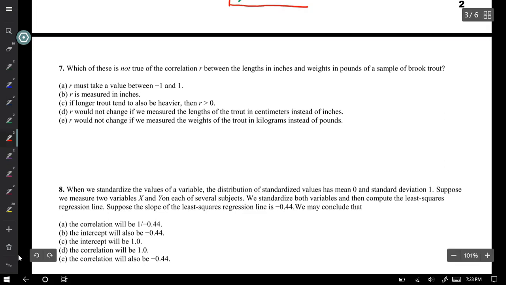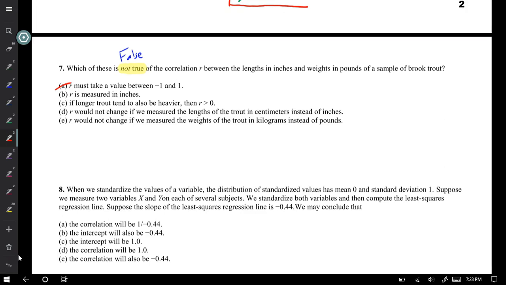So you have to understand our definitions. So we'll take the red marker and we'll go through this and cross off the ones that are true. So let's just do that first, as which is not true. So I'm looking for false on it. So I need to cross out the true ones. R must take a value between -1 and 1. Well, that's true.